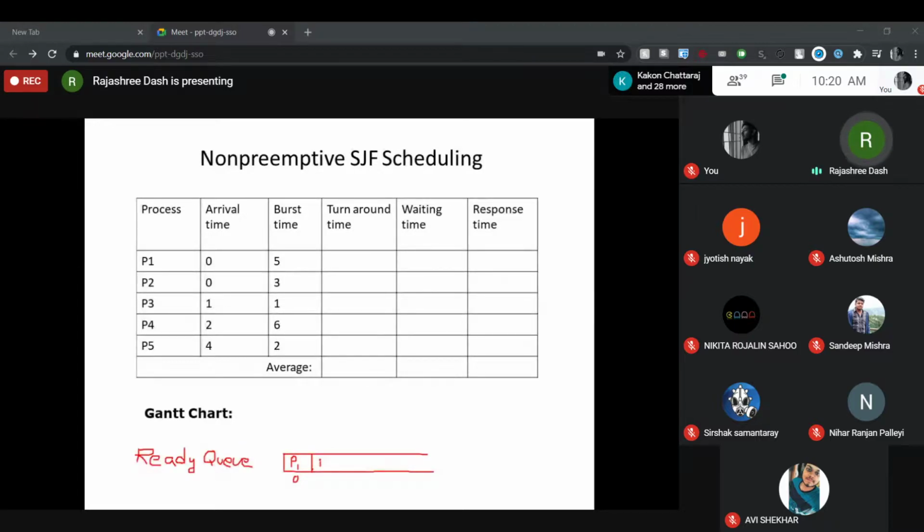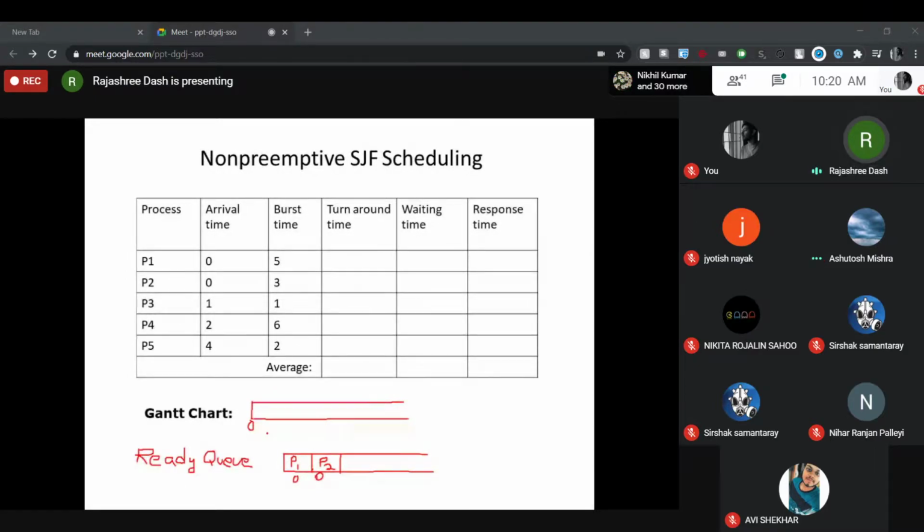Previously all the processes had the same arrival time. That means all were entering the ready queue at the same time. So now at time 0, which process will start its execution? Who can tell me?